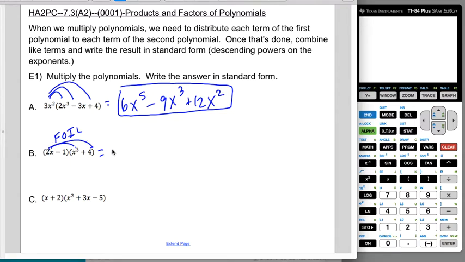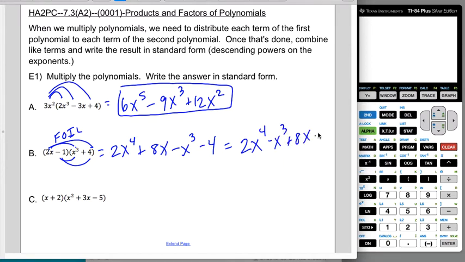So I'm going to get 2x to the 4th, right? Outer will be a plus 8x. Inner is what happens if I distribute the negative 1 to the x cubed, so minus x cubed. And then last is if I distribute the negative 1 to the 4, so that's a minus 4. If I write this in standard form, I get 2x to the 4th minus x cubed plus 8x minus 4, and that's my answer. Again, that's FOIL, but what you're doing is you're taking each term from the first polynomial and distributing it to all the ones in the next one.